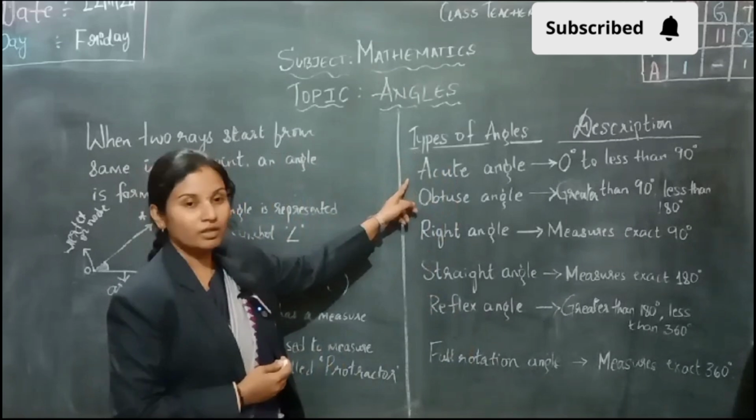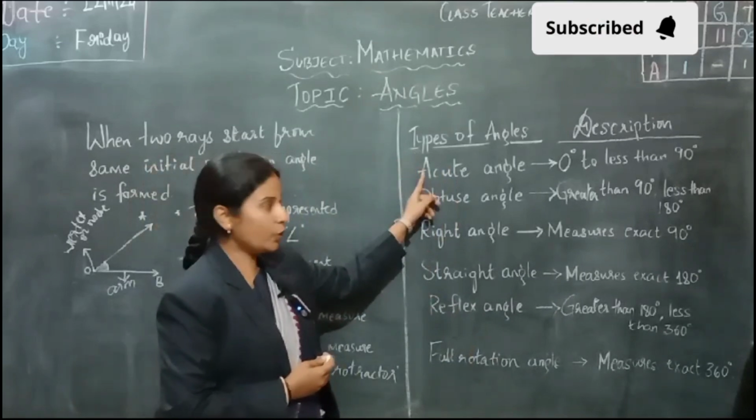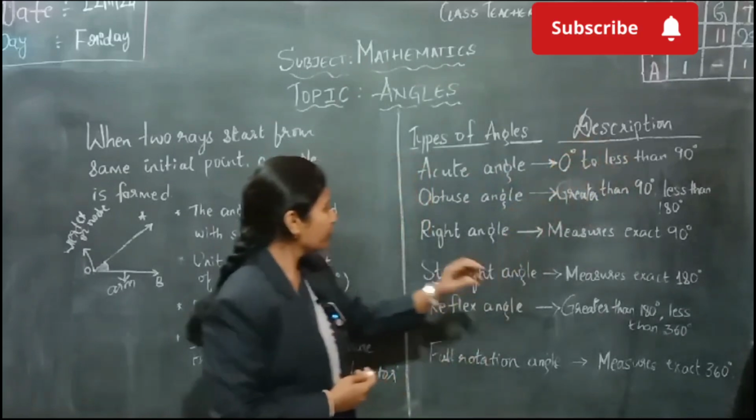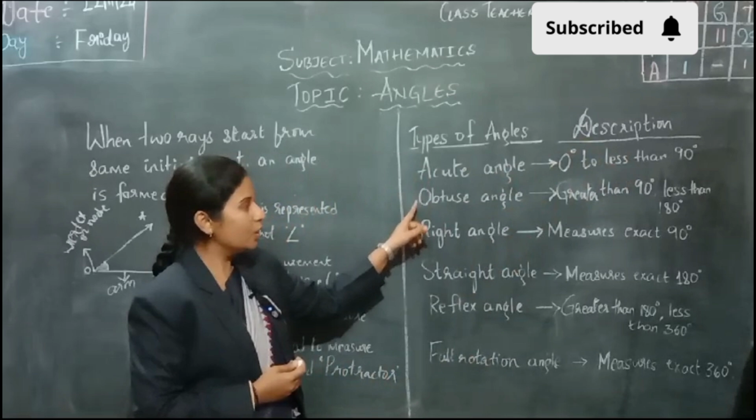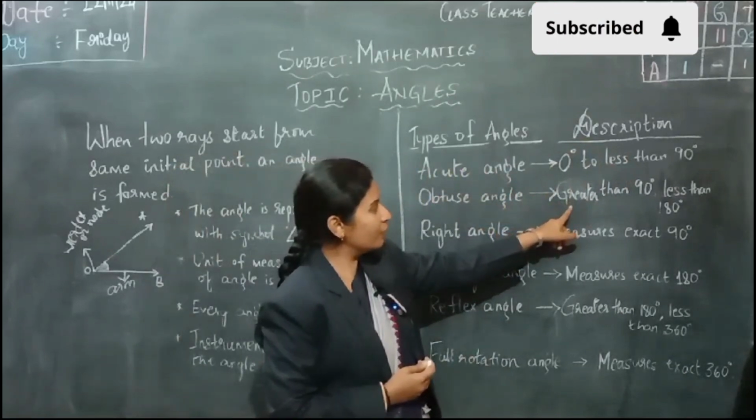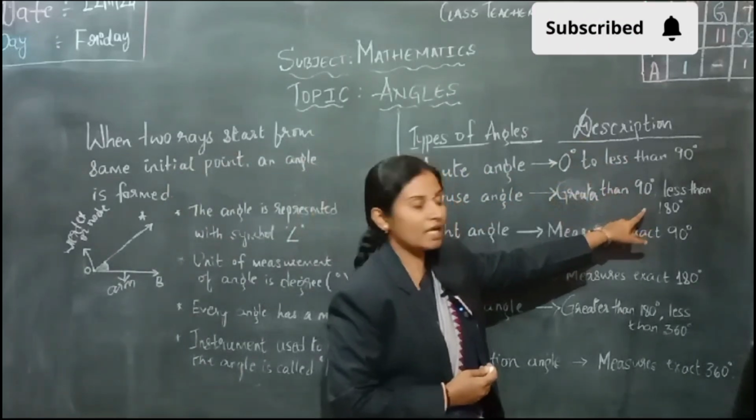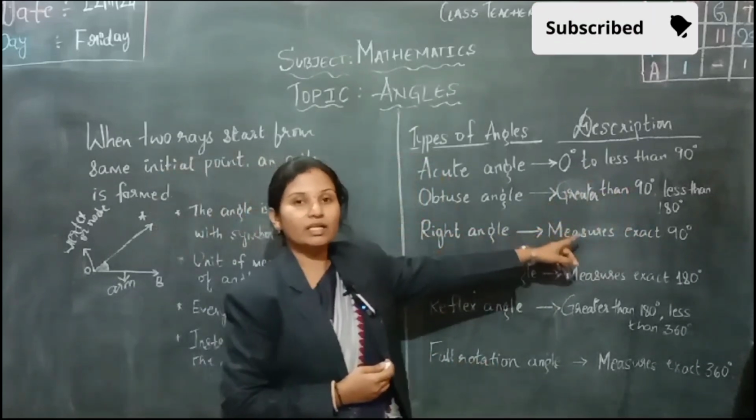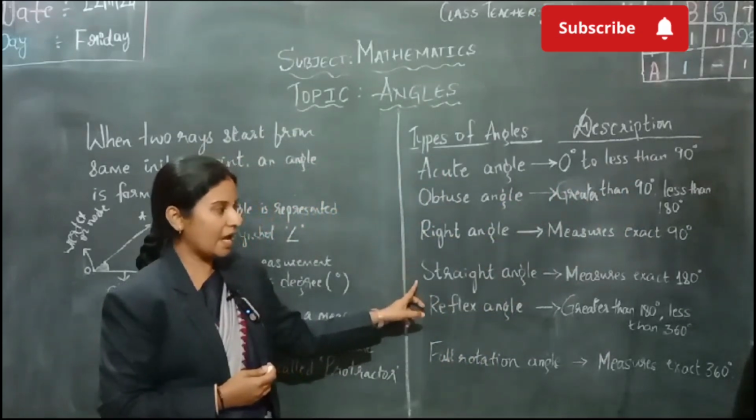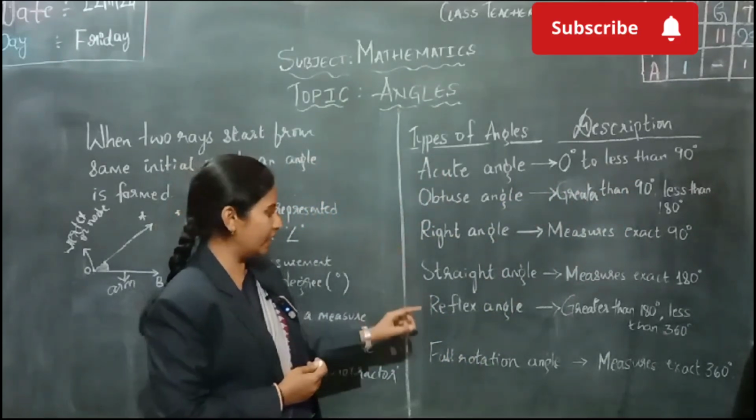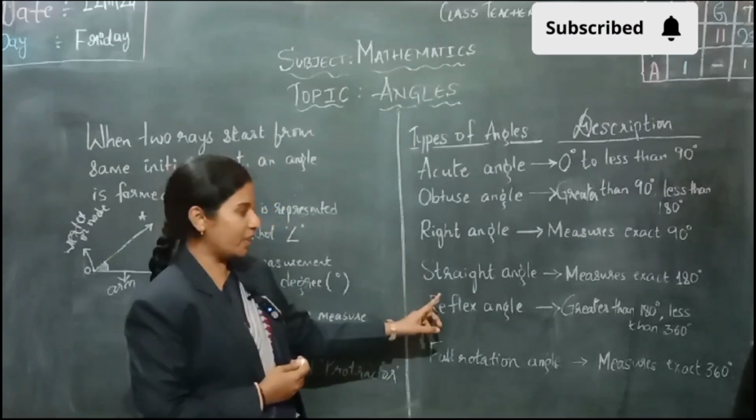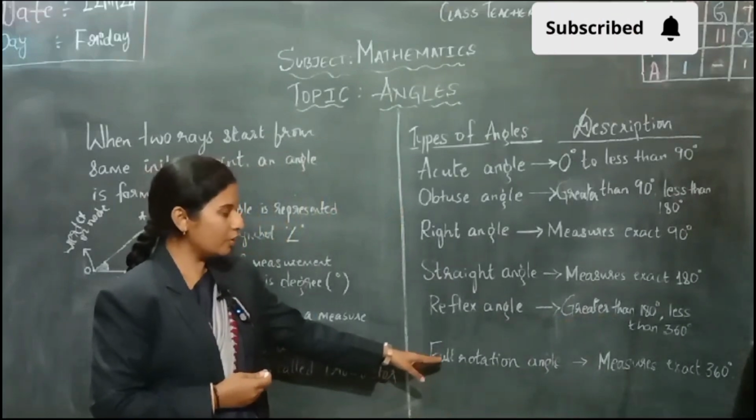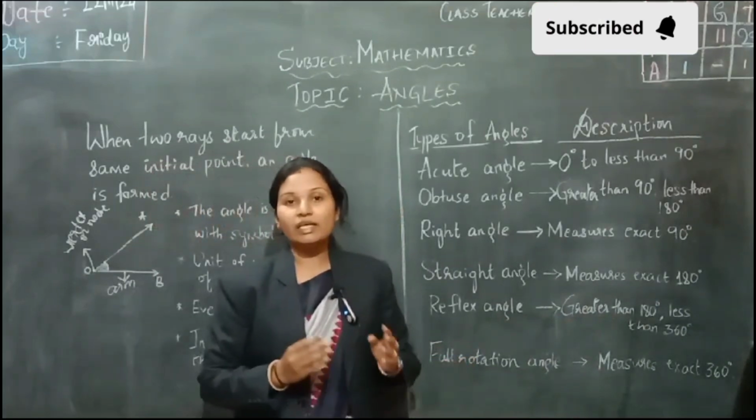This is the first type, that is the acute angle. Acute angle measures between 0 degree to less than 90 degree. Next one is the obtuse angle, which measures greater than 90 degree and less than 180 degree. Next we have the right angle, which measures exactly 90 degree. Next one is the straight angle, which measures exactly 180 degree. Next is the reflex angle, which measures greater than 180 degree and less than 360 degree. And the last one is the full rotation angle, which measures exactly 360 degree.